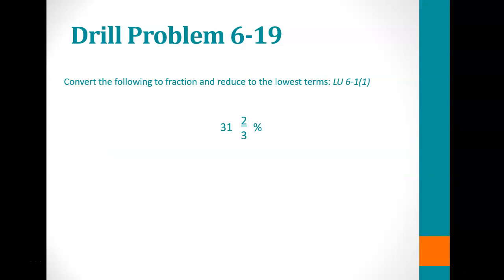Now converting fractions and reducing to the lowest terms. So if I have 31 2/3 as a percent, first multiply 3 times the 31, which would give you 93. Add 2 to that, and that would give you 95 over 3. Then multiply times 1 over 100, and that would give us 95 over 300.